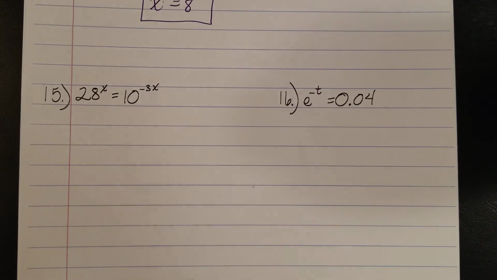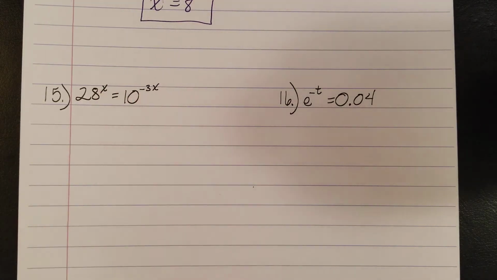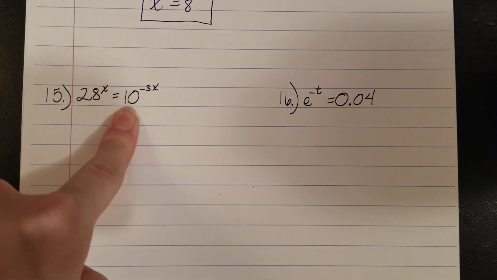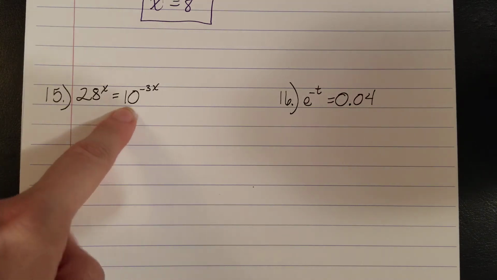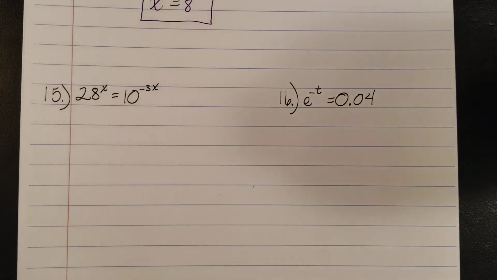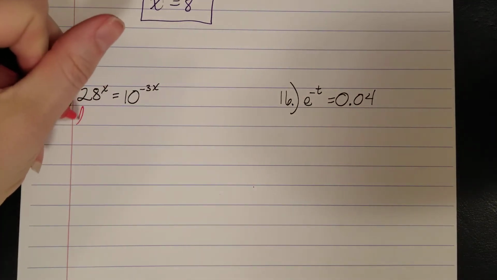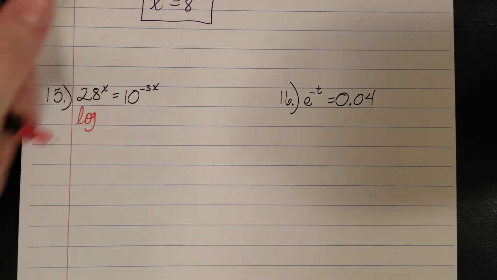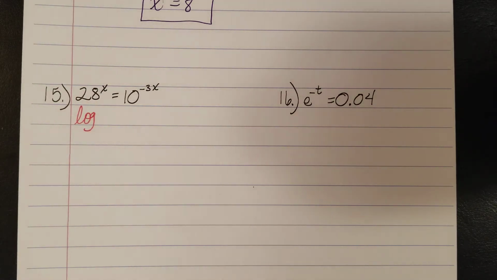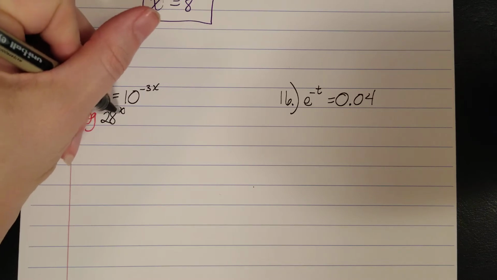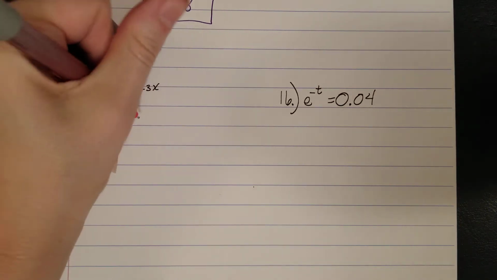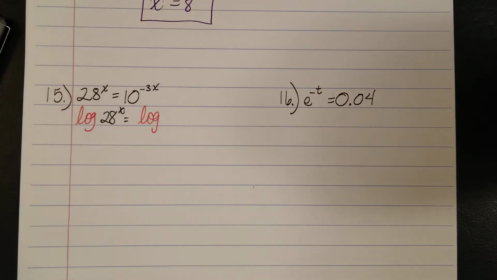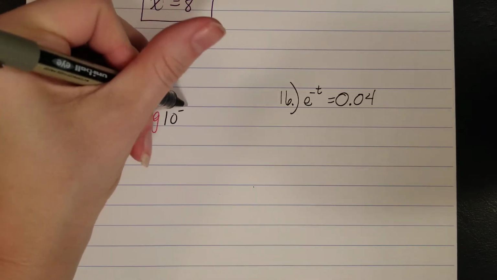It could be any log. The purpose of taking the log is just to be able to get the x's out of the exponent position. In this case, since one of my bases is 10, I'm going to use a log base 10 and apply that to both sides. All right, so I'm going to have log of 28 to the power of x equals log of 10 to the power of negative 3x.